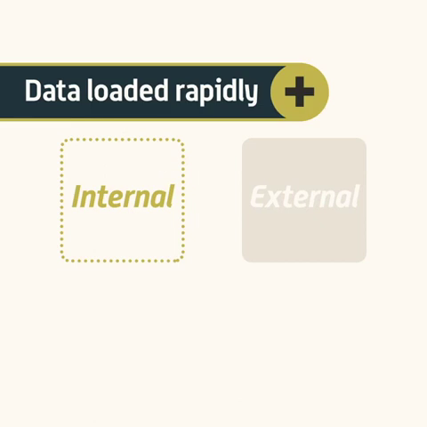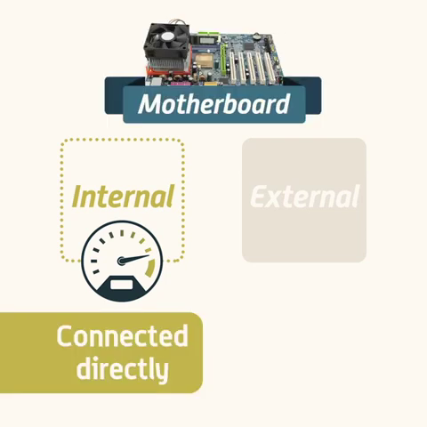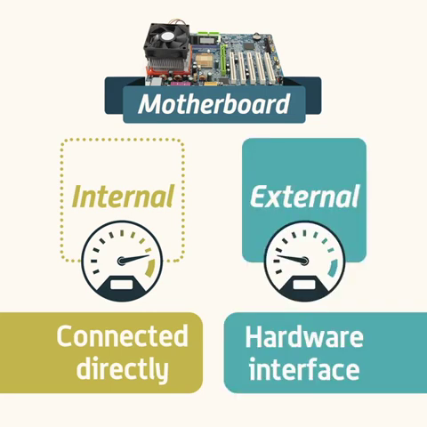Internal storage allows the data and applications to be loaded very rapidly into memory and made ready for use. The data can be accessed much faster than the data that's stored on an external storage device. This is because internal storage devices are connected directly to the motherboard and its data bus. External devices, on the other hand, are connected through a hardware interface, which means they're considerably slower to access.